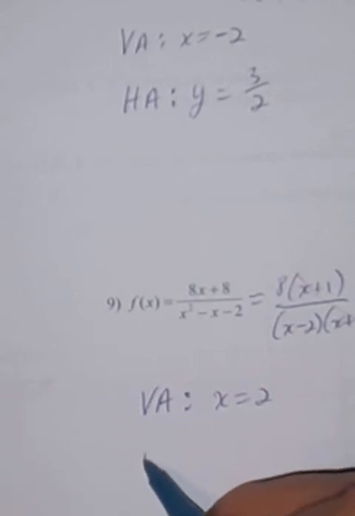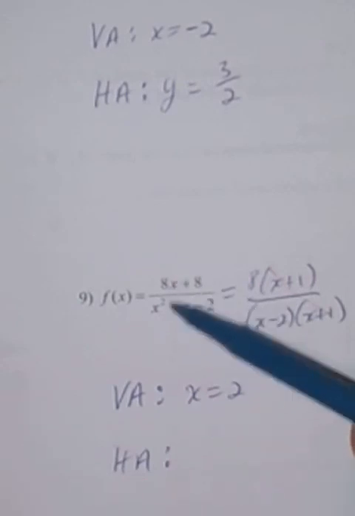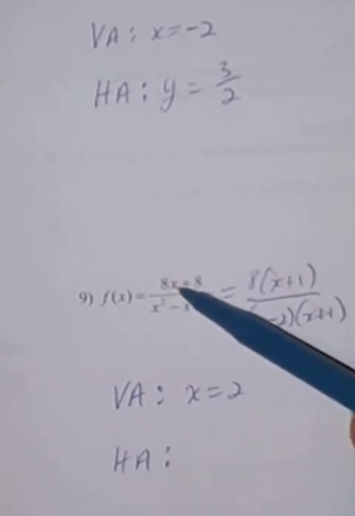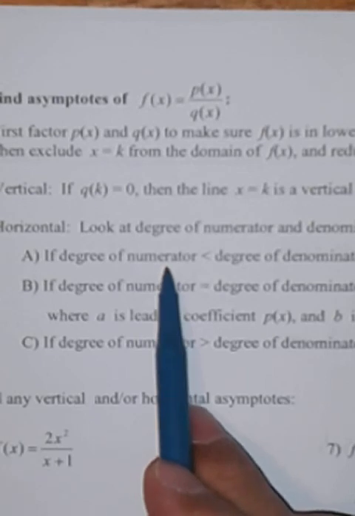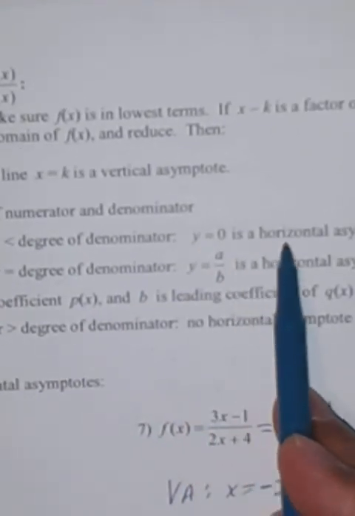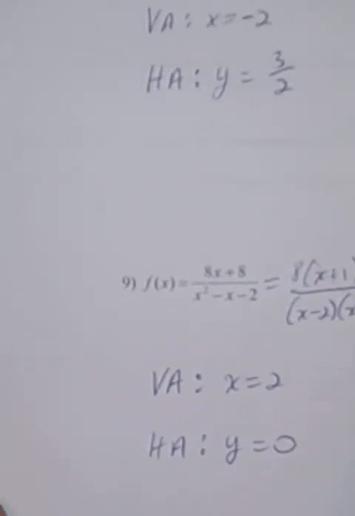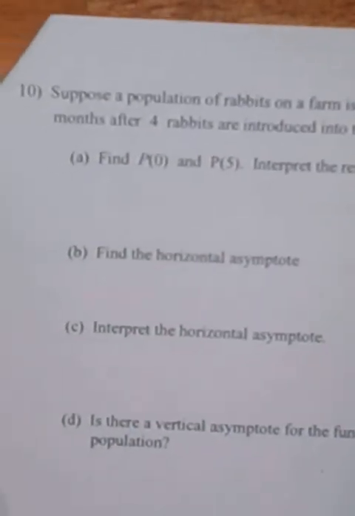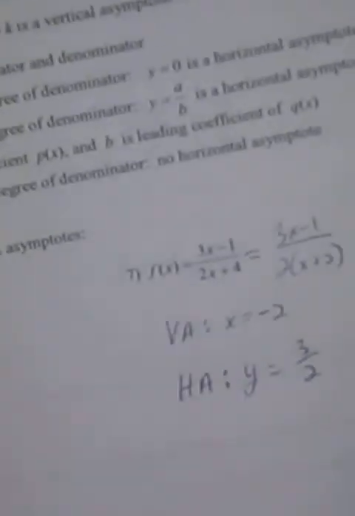And for horizontal asymptotes, I look at the degree of the top compared to the degree of the bottom, and I can look at the original. That'll be x to the 1 over x squared, so the degree of the top is smaller, so y equals 0, right? That's what it says up here: if the degree of the numerator is smaller than the degree of the denominator, y equals 0 is a horizontal asymptote. So y equals 0 is a horizontal asymptote. Okay, the last part is just an application, so we'll look at it in class, okay? All right, and that's it for section 4.6.